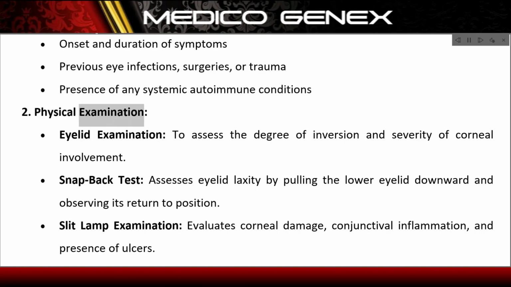2. Physical examination. Eyelid examination, to assess the degree of inversion and severity of corneal involvement. Snapback test, assesses eyelid laxity by pulling the lower eyelid downward and observing its return to position. Slit lamp examination, evaluates corneal damage, conjunctival inflammation, and presence of ulcers.